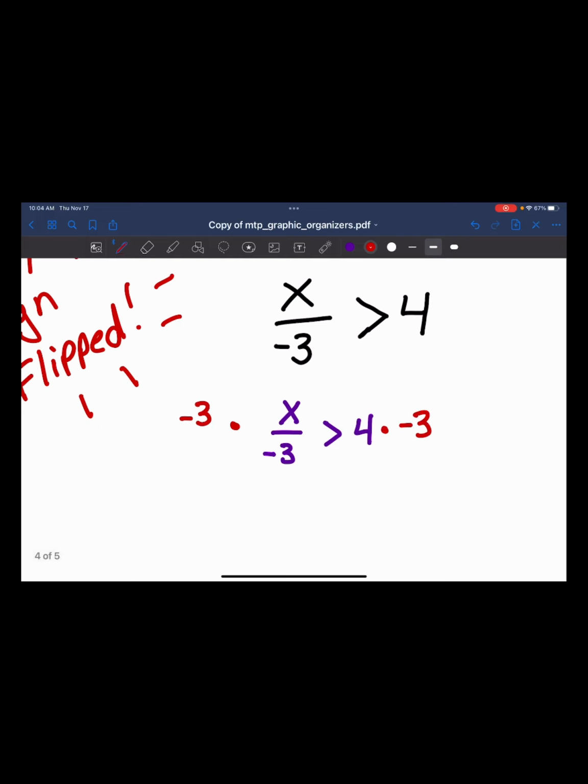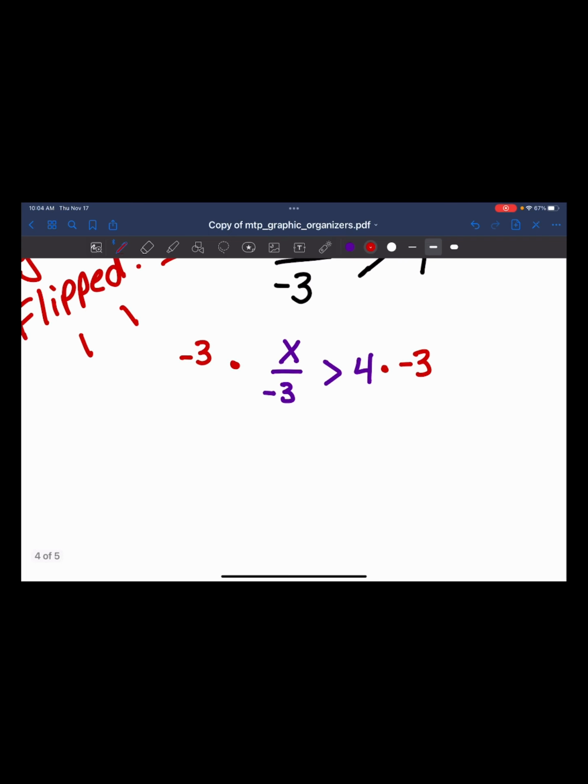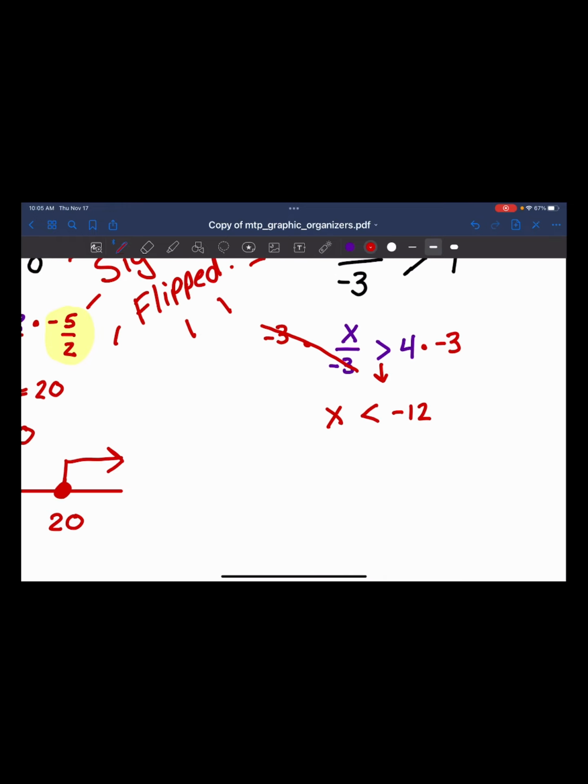This is where the alarm should be going off in your head. Boop, boop, boop, I am multiplying by a negative to both sides. These ones would cancel out, which is what we want, but you have to flip that sign. Now you can do this math. 4 times -3 is -12, and we're done. We can just graph it.